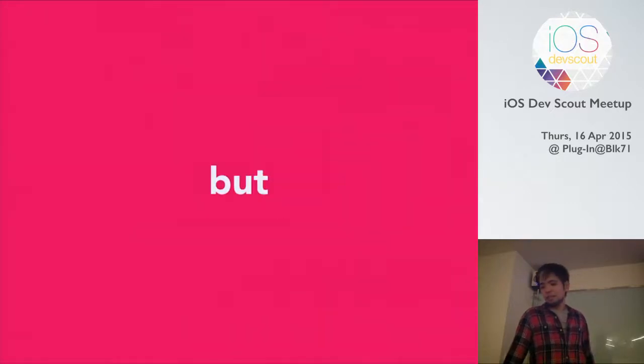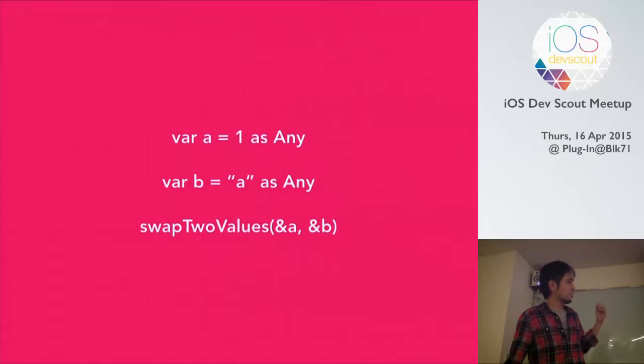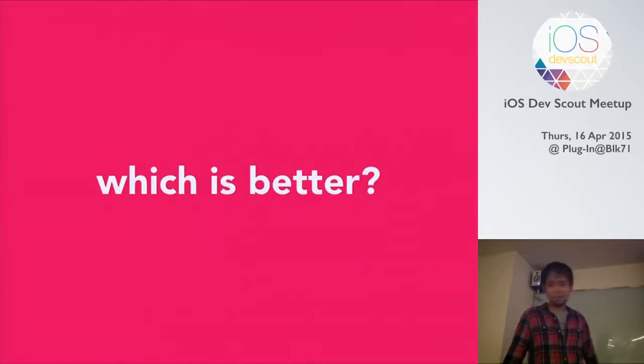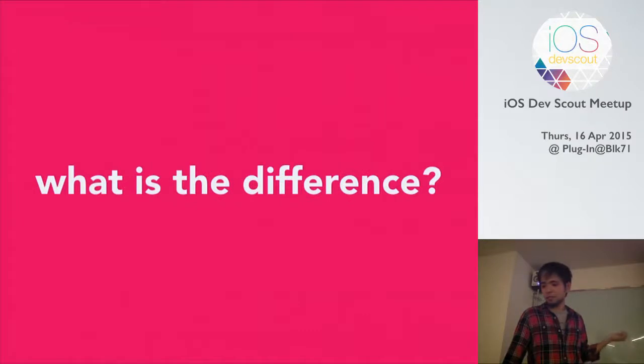But you can swap an int and a string value by calling this function. I think it's not safe, though. You can use a protocol to swap two int values flexibly. So I thought, which is better to use? And also, what is the actual difference between protocol and generics?